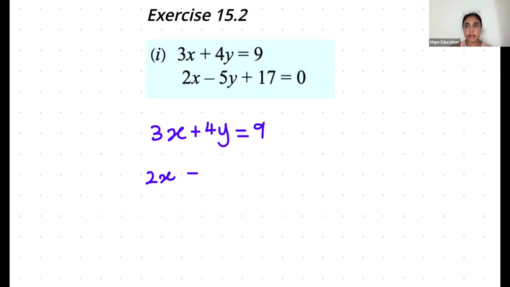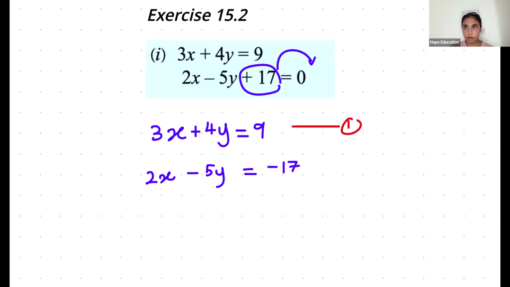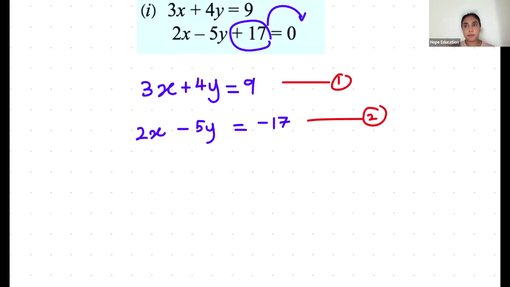Usually we have x and y on one side, but this plus 17 is out of place. So this plus 17, I'm going to move to the other side. When I move that to the other side, it becomes minus 17. Now look at these two. These two look like a proper pair of simultaneous equations, right? Now I shall label this as equation number 1 and this as equation number 2. Okay? Up to that point, is it clear?